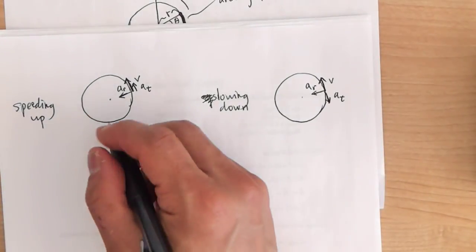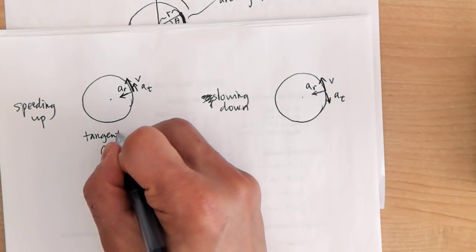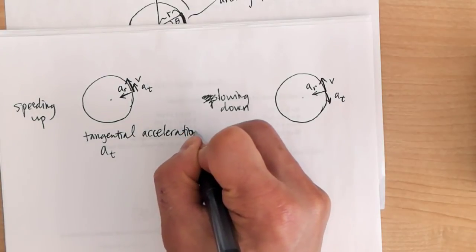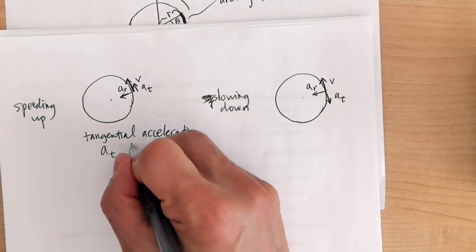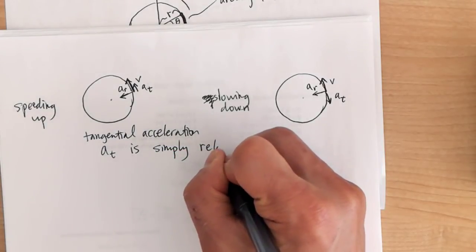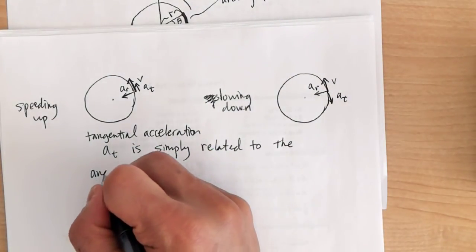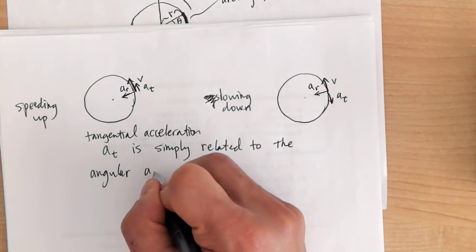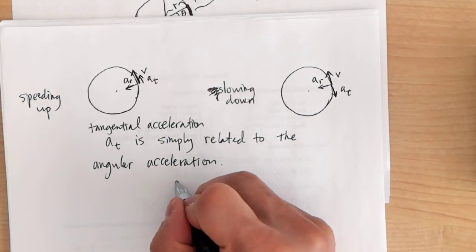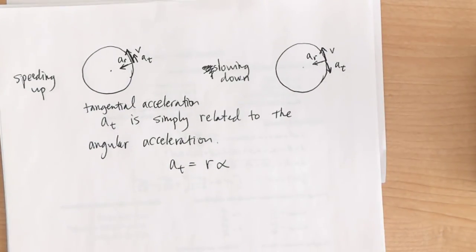Okay, so I should mention that a_t, the tangential acceleration, is simply related to the angular acceleration. And the formula is a_t is just simply the radius times the angular acceleration.